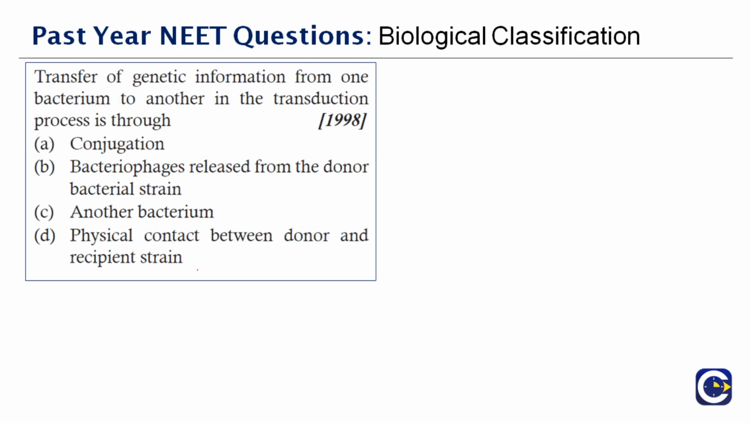Next question here. Transfer of genetic information from one bacterium to another in the transduction process is through dash. We already discussed what transduction is in the earlier question. It is the transfer of foreign DNA into a bacterium, where you can use a virus as a vector. You have four options here, right? You're transferring a gene from one bacterium to another.